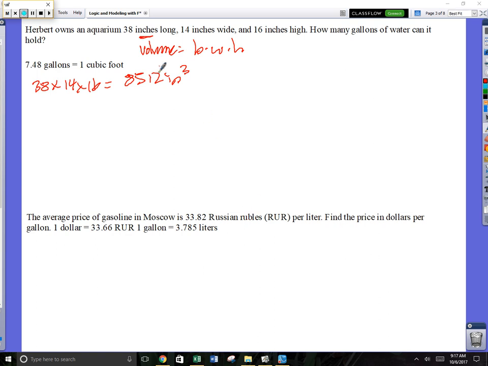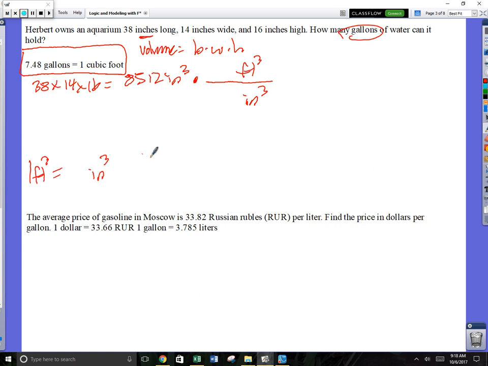Alright, so we got the volume calculated in inches cubed. We need to somehow figure out how many gallons that tank can hold. Now we're going to use this conversion right here, but here's the problem. I can hold 7.5 gallons in 1 cubic foot, but I'm in inches cubed, so I got to change it to feet cubed. So now here's the problem. 1 foot cubed, we got to calculate this on our own. 1 foot cubed equals how many inches cubed?